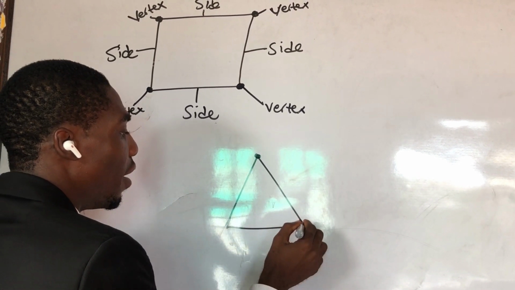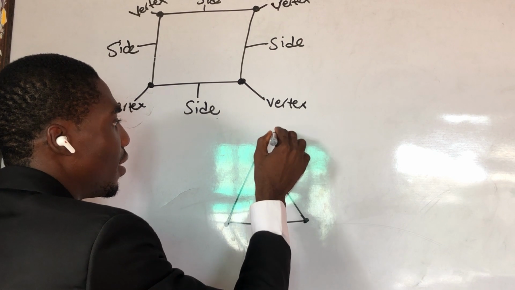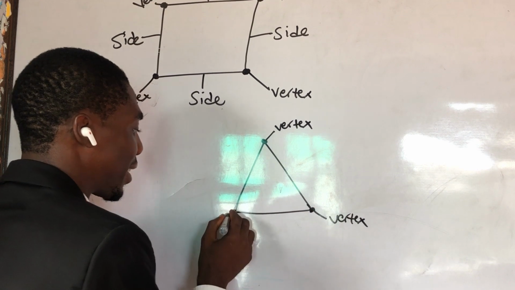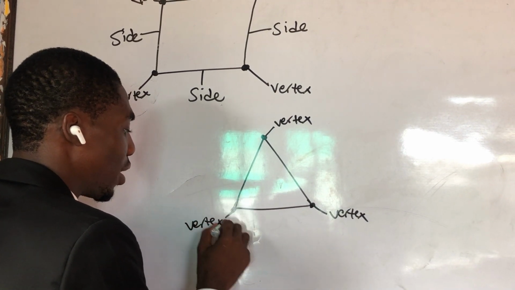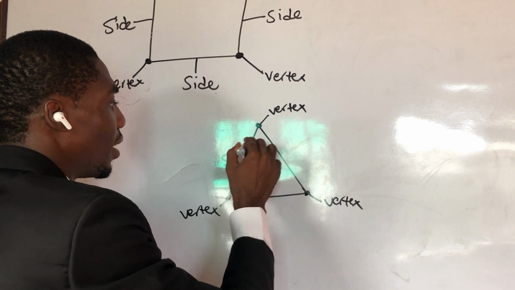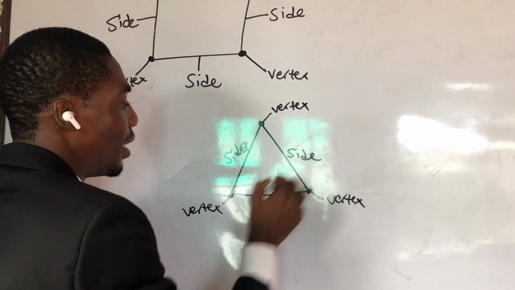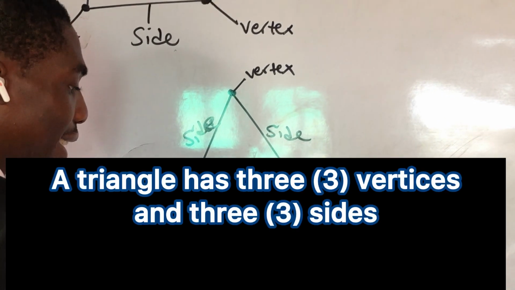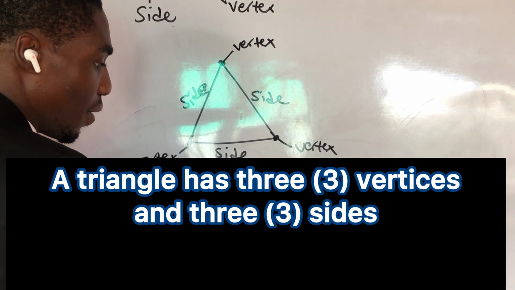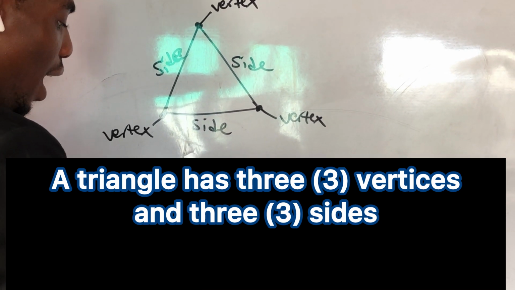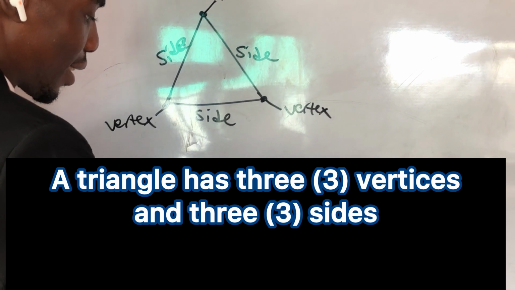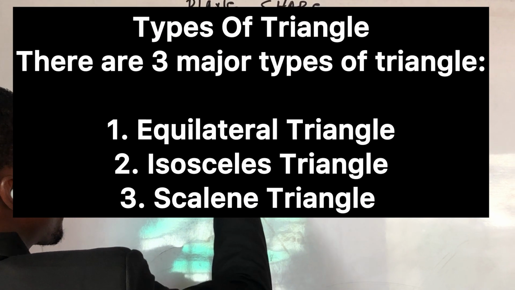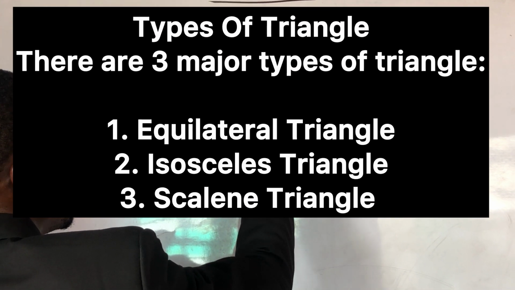A triangle has 3 vertices. When it is more than 1, you call it vertices. So these are the sides: side, side, and side. So a triangle has 3 vertices and 3 sides. So the types of triangle that we have, the first one is what is called equilateral triangle.